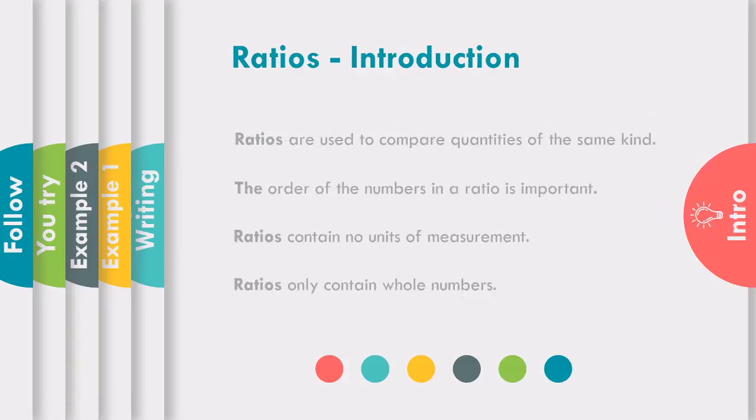So guys, some key points about ratios. We use ratios to compare quantities of the same kind. The order of those numbers in that ratio is super important. There's no units in our final answer for a ratio, and our ratios are only ever going to contain whole numbers.